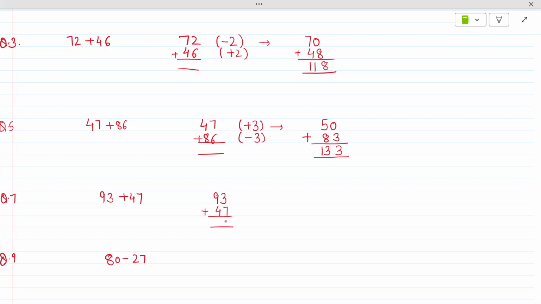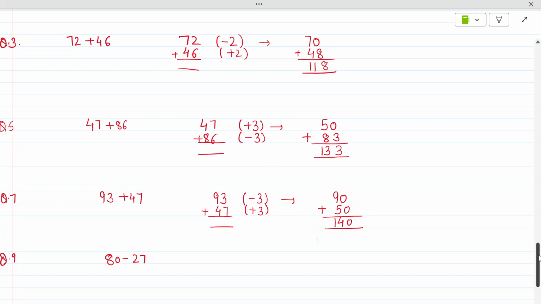So, kids, we can change either of the numbers. Let me try picking 93 here. I am subtracting 3 from this, making it a multiple of 10. It will become 90. The same number I am adding to the second number, plus 3, it will become 50. Okay. So now the general addition. This is 140. This is our answer.